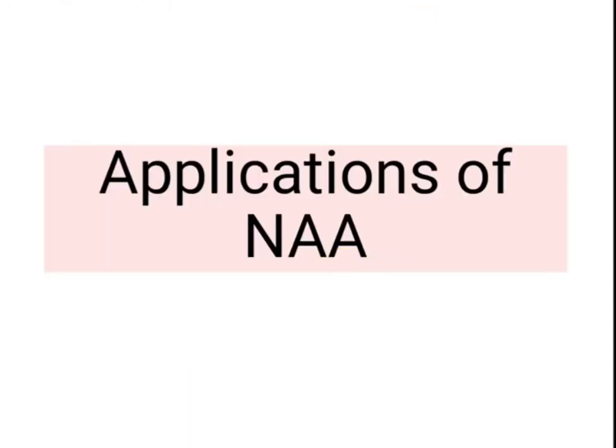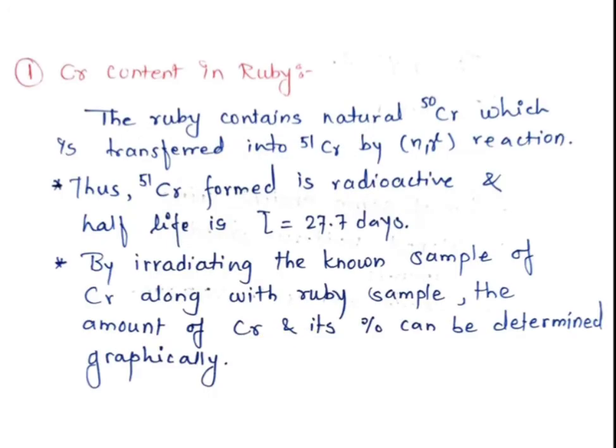Now the applications of NAA. There are several applications of NAA. Out of those I will discuss only four applications here. The first application is neutron activation analysis, which is useful for the detection of chromium.